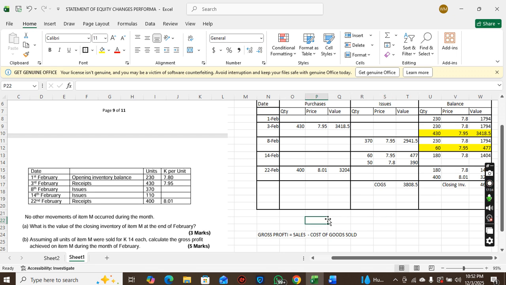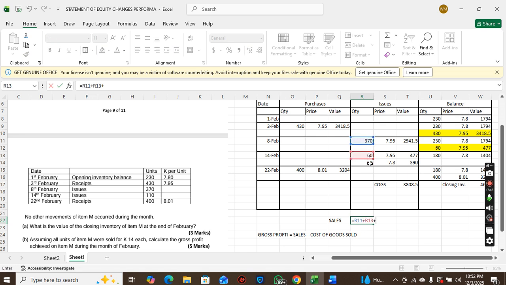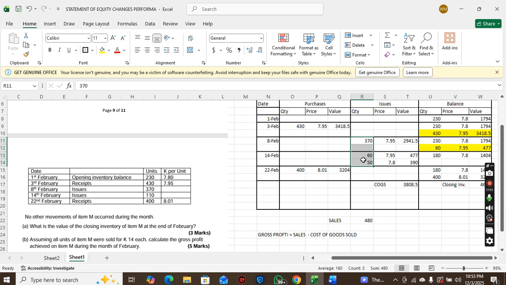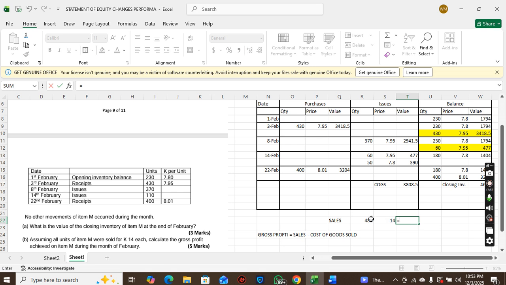For our sales, you say, okay, how many units were sold? 370 plus 60 plus 50, 480 units were sold in total, valued at 14 kwacha. 480 times 14 kwacha, you get 6,720. Just sort out the total number of units issued out and multiply it by the selling price.